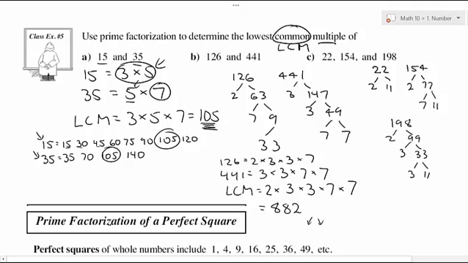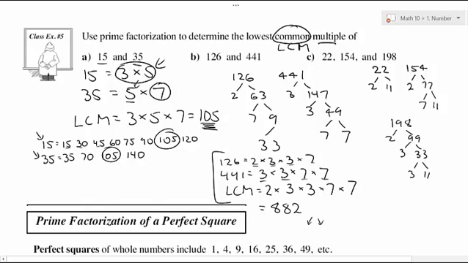Letter B, we've got 126, 441. I found the prime factorization here. I've written them out here. Okay, so we've got 126, you've got a 2, a 3, a 3, and a 7. 441, we've got a 3, a 3, a 7, and a 7. So let's find what's common.